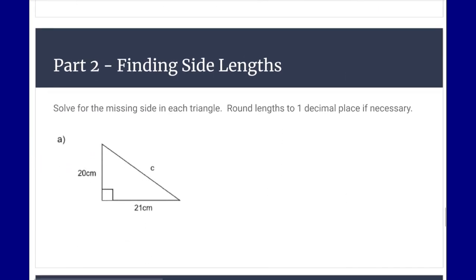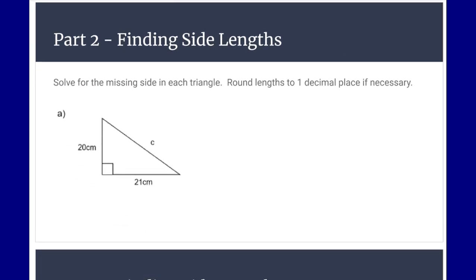So finding side lengths, we want to find the missing one. It's labeled C, which works because it is the hypotenuse. I want to label the other two. Again, it doesn't really matter. It could be A and B, B and A. It's not going to change our answer. So I'm going to write out my formula. A squared plus B squared equals C squared. 20 squared plus 21 squared equals C squared. 400 plus 441 equals C squared.